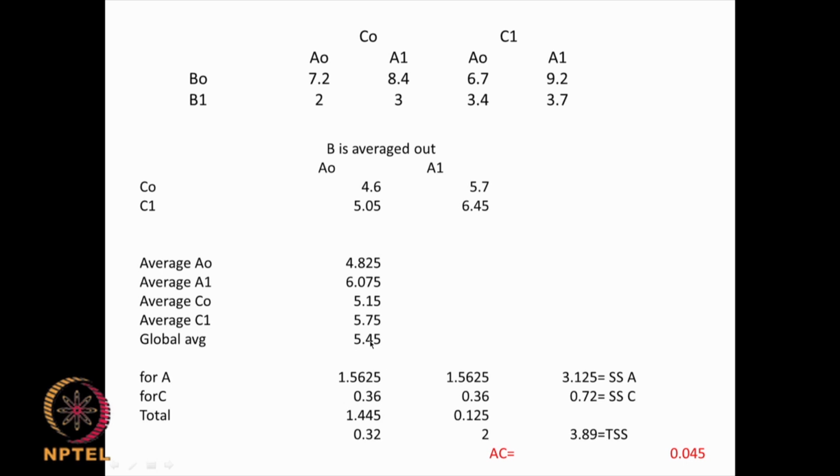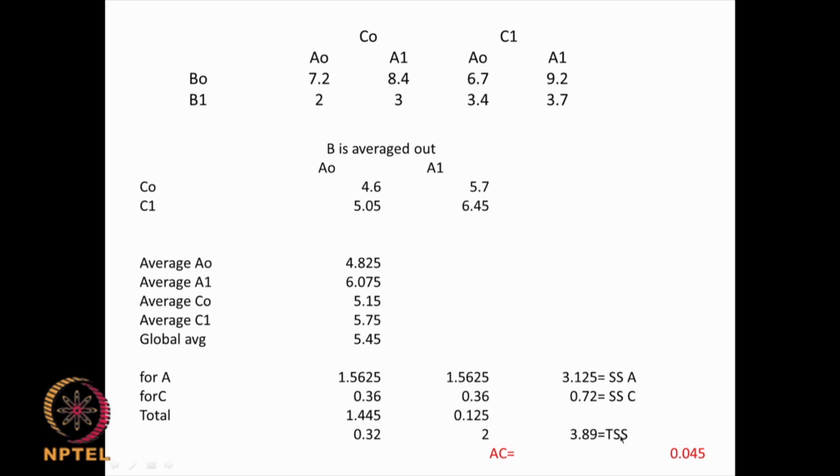So, how do you get the total? We have to subtract each one of these items from the mean, do not go here, but go here, the reduced table with 2 parameters. So, 4.6 minus 5.45 squared, 5.05 minus 5.45 squared, but please remember that here you have to multiply by 2 because each one of these terms is made up of 2. Then 5.7 minus 5.45 squared multiplied by 2, 6.45 minus 5.45 squared. So, when you do that and add up, you will get the total sum of squares for the reduced table.